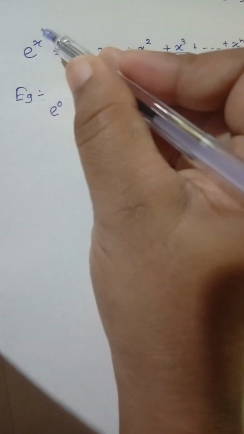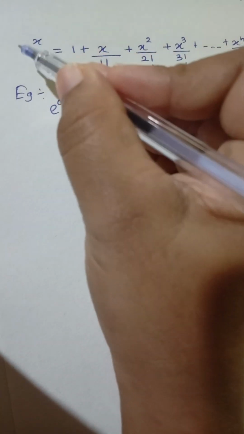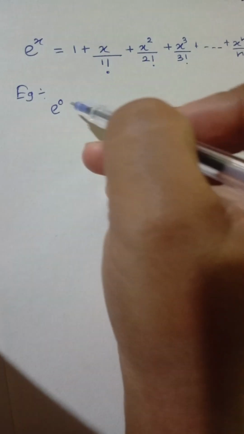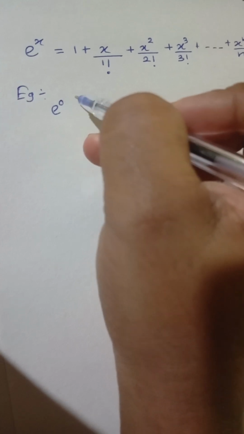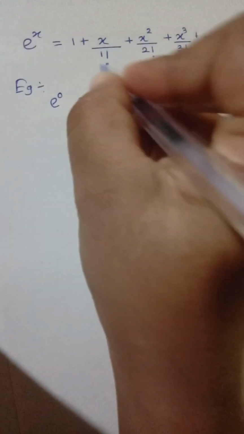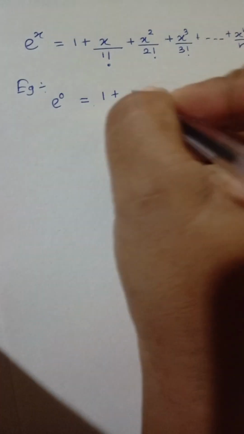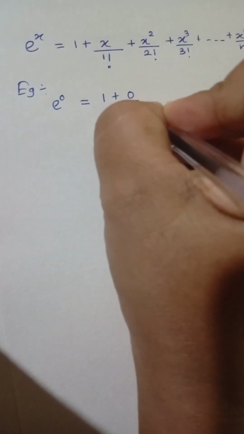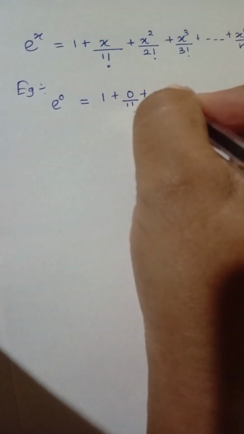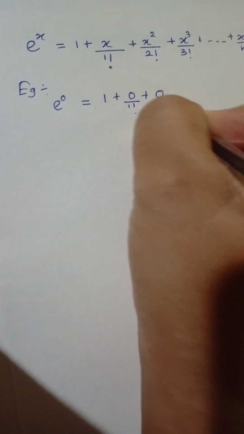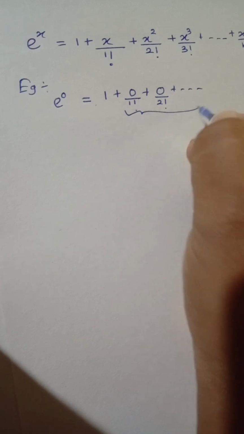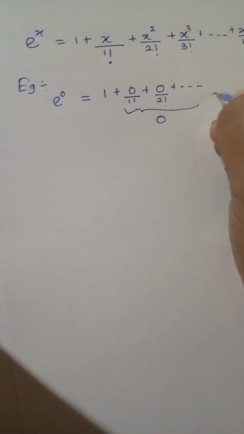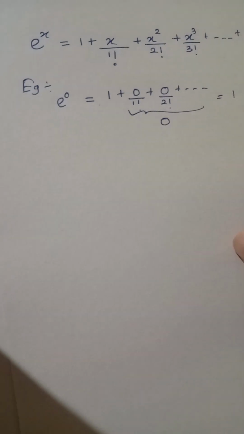Look at here, our normal function is e to the power x, but here we have e to the power 0. That means x equal to 0. Therefore, we can find it here: 1 plus 0 over 1 factorial plus 0 over 2 factorial. Likewise, we can calculate. Then all the remaining terms are 0. Simply, e to the power 0 is 1.